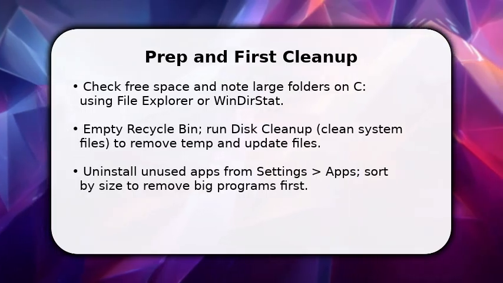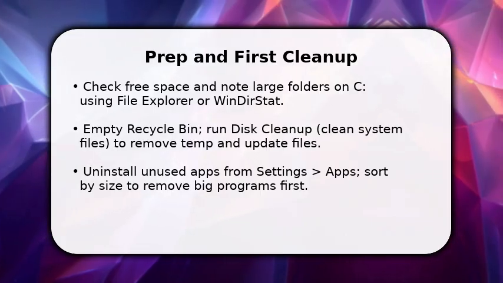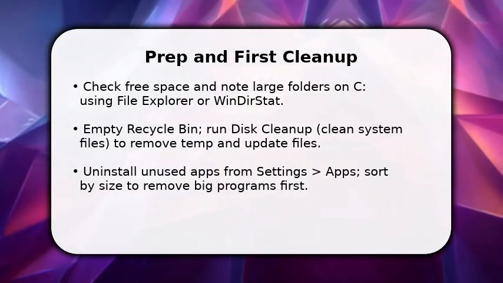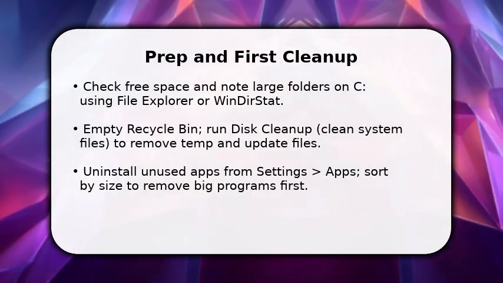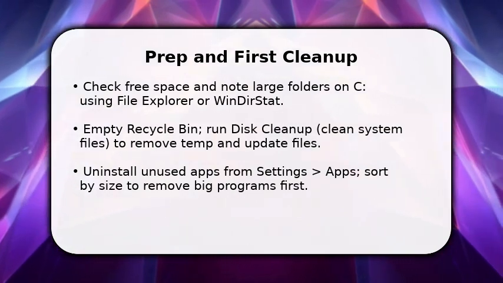Empty the recycle bin now, then run Disk Cleanup and choose Cleanup System Files to remove temp files and Windows Update leftovers. Next, go to Settings, Apps and uninstall rarely used applications, sorting by size so you remove the biggest space hogs first. Once the initial clean is done, dig deeper.